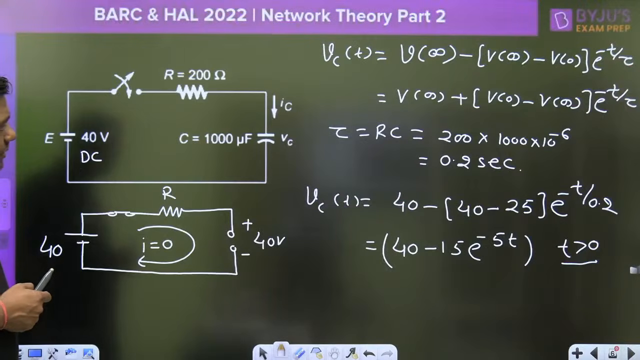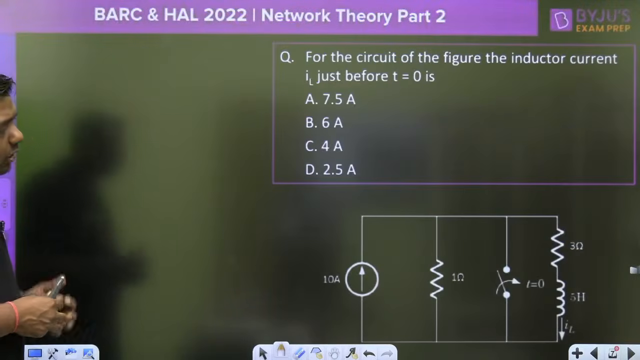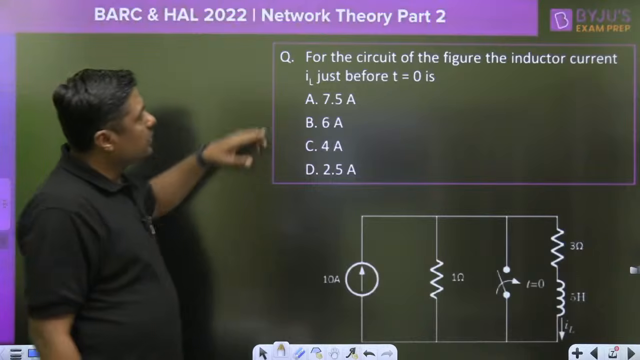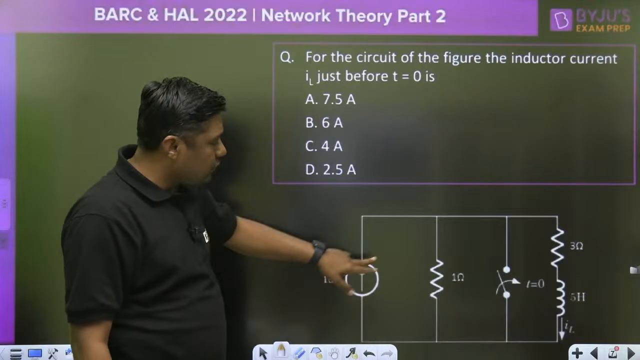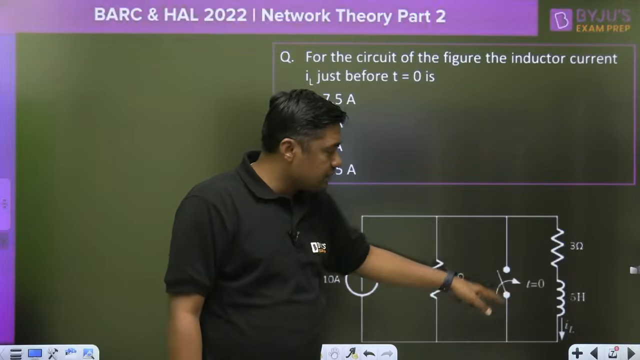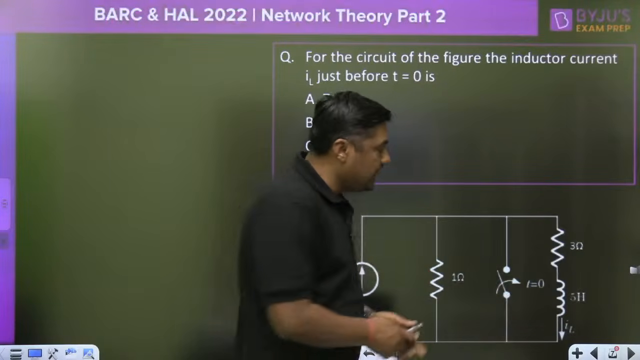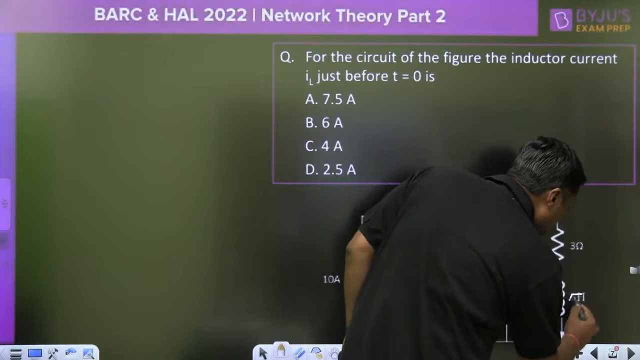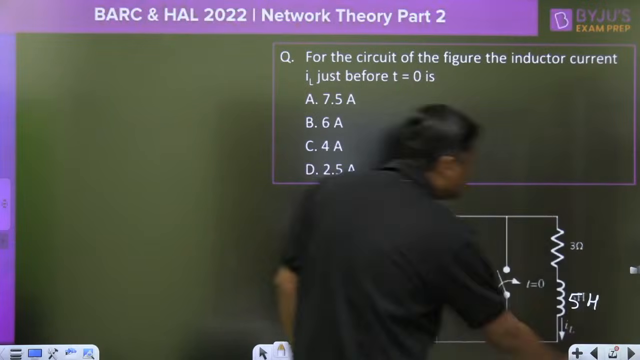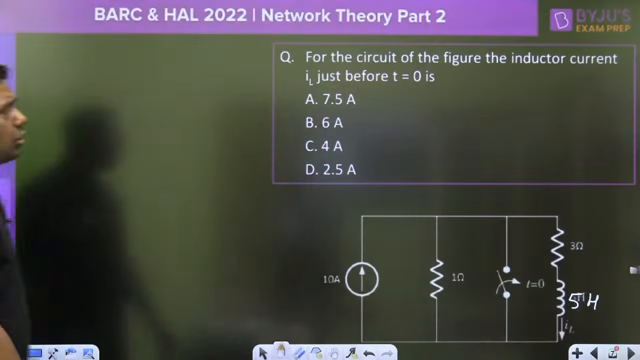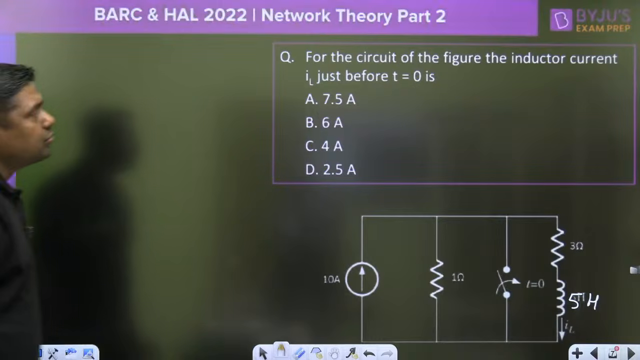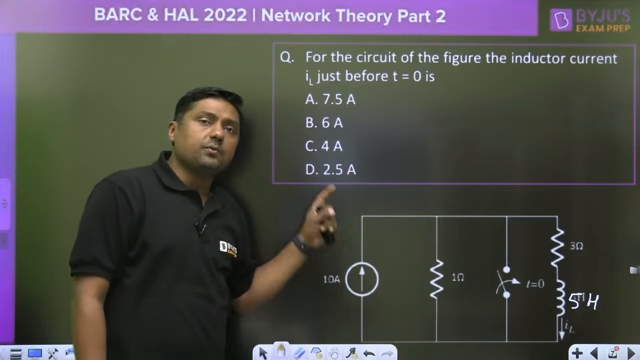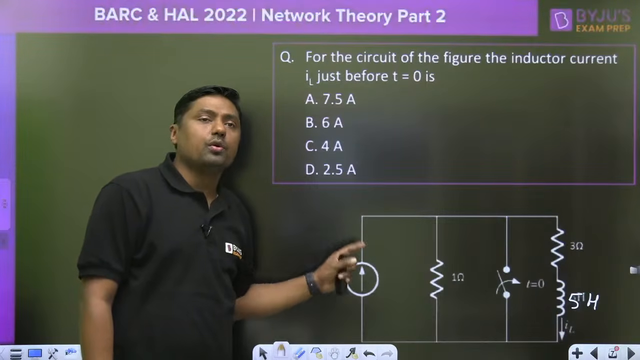Now let's come to the second question. Tell me, what will be the answer for this question? For the circuit of the figure, which is visible to you, there is a 10 ampere source, 1 ohm resistor, switch, 3 ohm resistor, and a 5 Henry inductor. For the circuit of the figure, the inductor current IL just before t equal to 0 is.